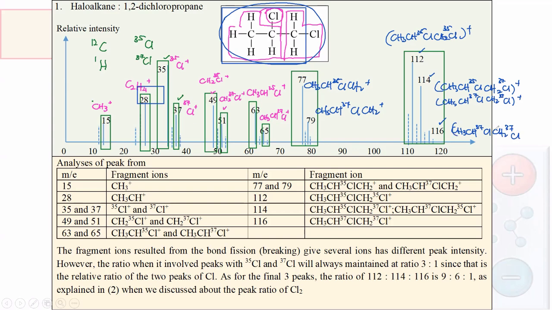So what is the objective in here is, you can see that different fragment ions might produce different peaks at the different given mass spectrums in here. So we can eventually use them to deduce the structure of the 1,2-dichloropropane. Okay. So the peak ratio of 112, 114, and 116, as you can see in here, is 9 to 6 to 1, as what I've shown you earlier when we discussed the Cl2 earlier. Okay. All right. So this is for 1,2-dichloropropane.